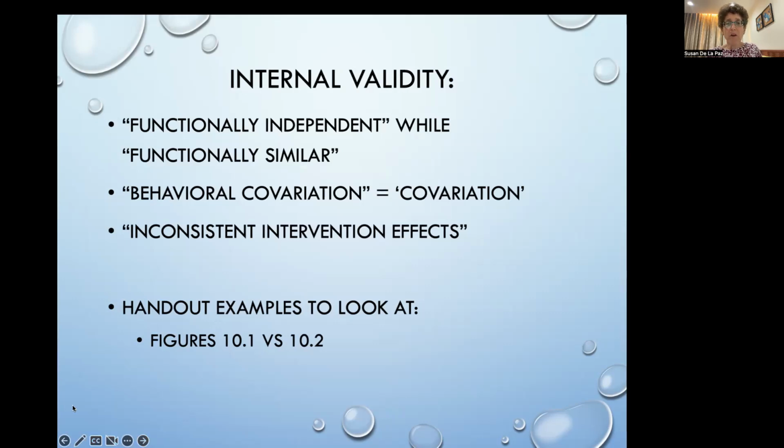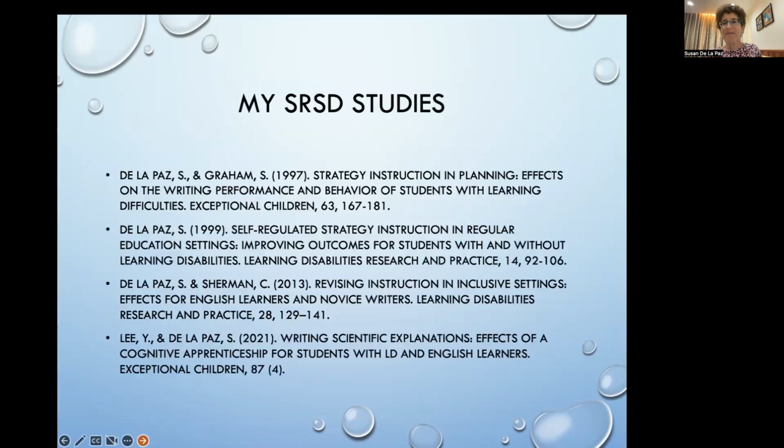Now, behavioral covariation, or covariation, means you are seeing generalization where you didn't intend to. So if you see two things happening at once, it's not a good situation if you didn't plan for it and it's not theoretically been predicted, as that will result in inconsistent intervention effects. You can take a look at some examples in the handout, figures 10.1, 10.2. We'll talk together when we meet.